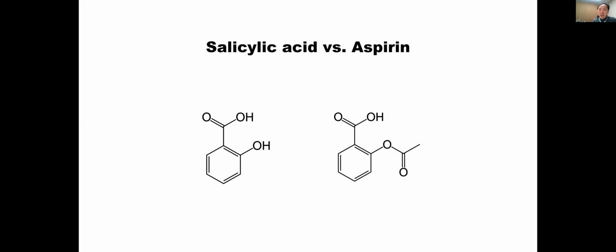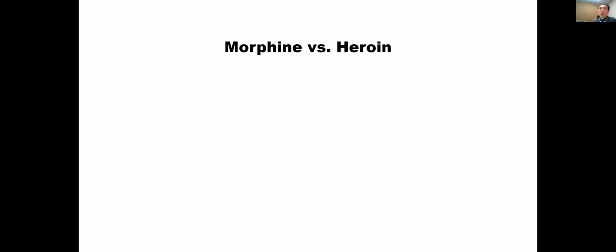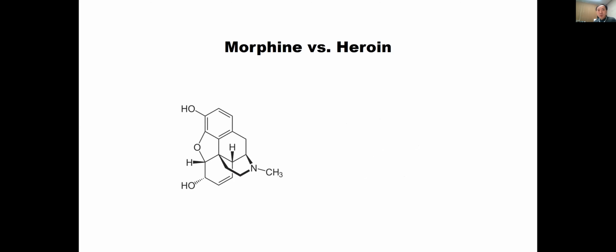Okay. A very similar approach has been used for morphine, for heroin. This is morphine. It's a famous illegal drug, morphine, or anti-pain drug. It has two hydroxyl groups here. It's hydrophilic. What will you do to make it hydrophobic? You have seen some trick here in aspirin. If you think this is too hydrophilic, I want to increase the absorption. What can you do?